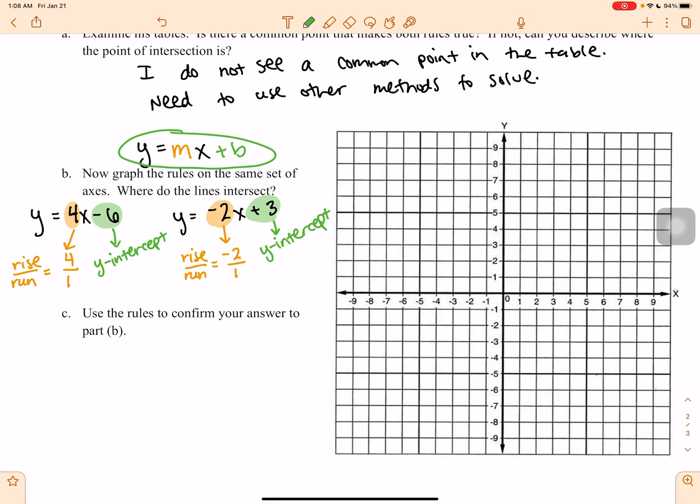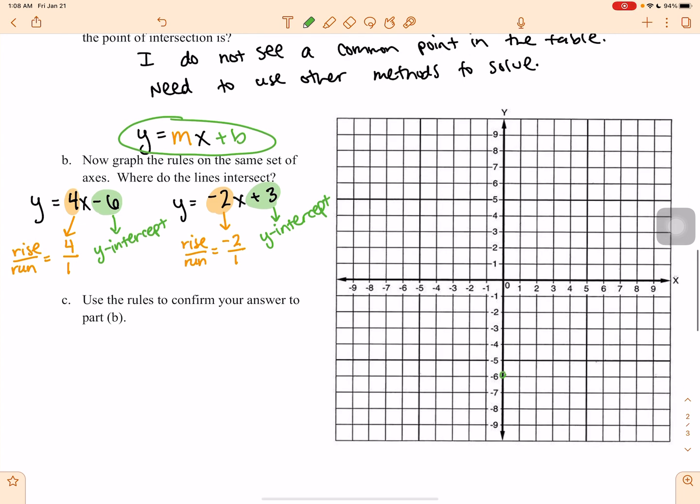All right, so let's go ahead and graph. Let's graph the one on the left first, y equals 4x minus 6. My y-intercept is down here at negative 6. Then I need to draw a slope triangle where I'm going up 4 because it's positive and to the right 1 because it's also positive. So I go up 4 to the right 1, and that's a point. Up 4, right 1, point. Up 4, right 1, point. You could have also gone backwards here. There's enough room. You don't have to, but you could.